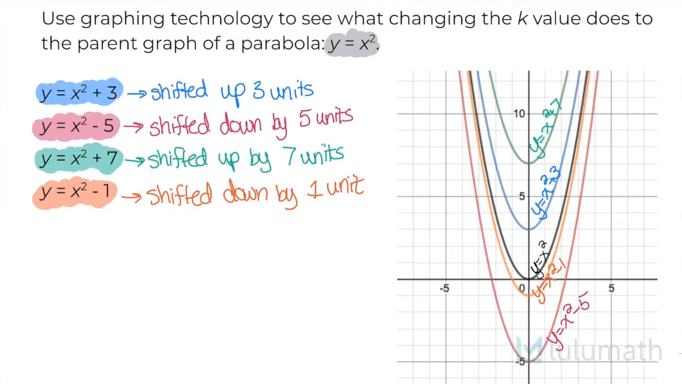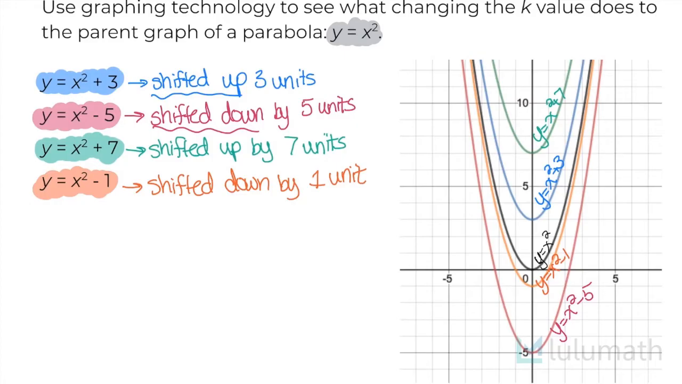I just want to make a quick note about the language that we're using. So we're saying shifted up or shifted down, which is totally fine language to use, but we usually generally say that it is a vertical translation. So it's a vertical translation up or a vertical translation down. So let's determine the k value in each one of these.